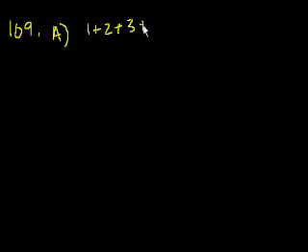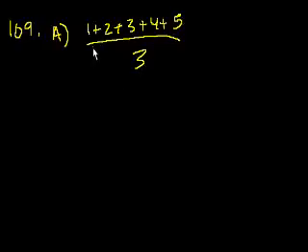Problem 109. Let me do a different color. 109. All of the following have the same value except. Okay, so we're just going to try to do the math real fast here. 1 plus 2 plus 3 plus 4 plus 5, all of that over 3. What's this? 1 plus 2 is 3. 3 plus 3 is 6. 6 plus 4 is 10. 10 plus 5 is 15. Divided by 3, this is equal to 5.